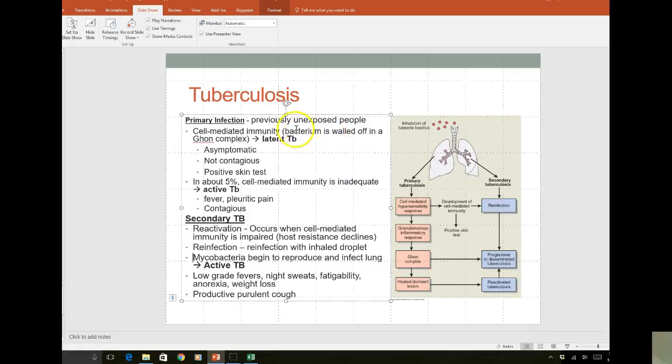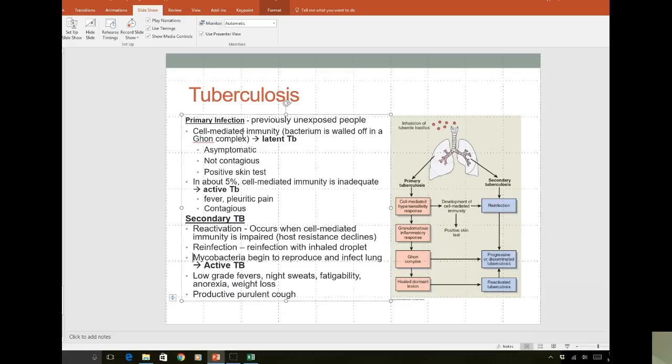Okay, upon first exposure to tuberculosis, you can get a primary infection. So this is in people that are previously unexposed. The majority of patients, about 95%, that are exposed to TB will have an adequate cell-mediated immune response, and the bacterium will get walled off in a Ghon complex and they will develop latent TB. So they would test positive on a skin test due to the cell-mediated response. Their immune system has reacted, but they would be asymptomatic and they would not be contagious.